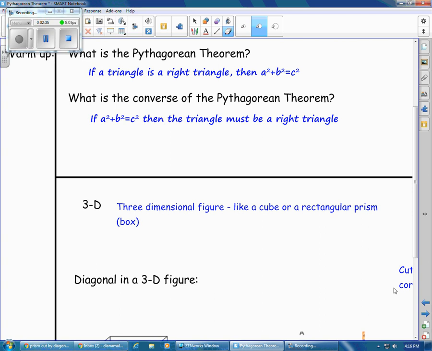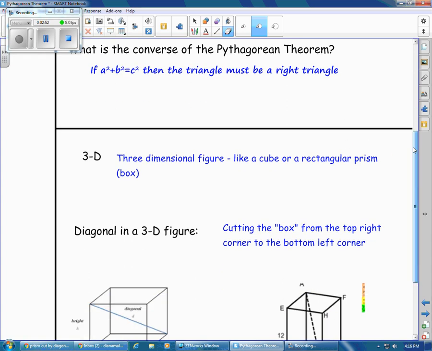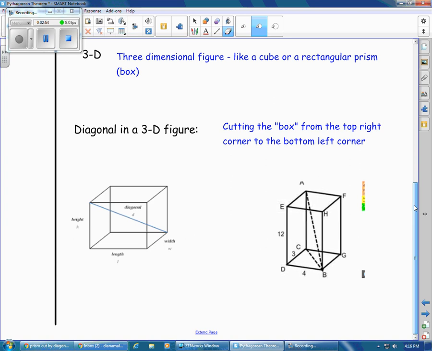Diagonal in a three-dimensional figure, what does that mean? It's like cutting the box from the top right corner to the bottom left corner, or vice versa. It could be the top left to the bottom right, or the top of the front of the box to the bottom of the back of the box. However, it would go from one corner of the box to the other corner of the box. And here's some examples. And I know you don't have these examples in your notes, but that's okay. You can try to copy them if you want to, but this is just for explaining purposes.